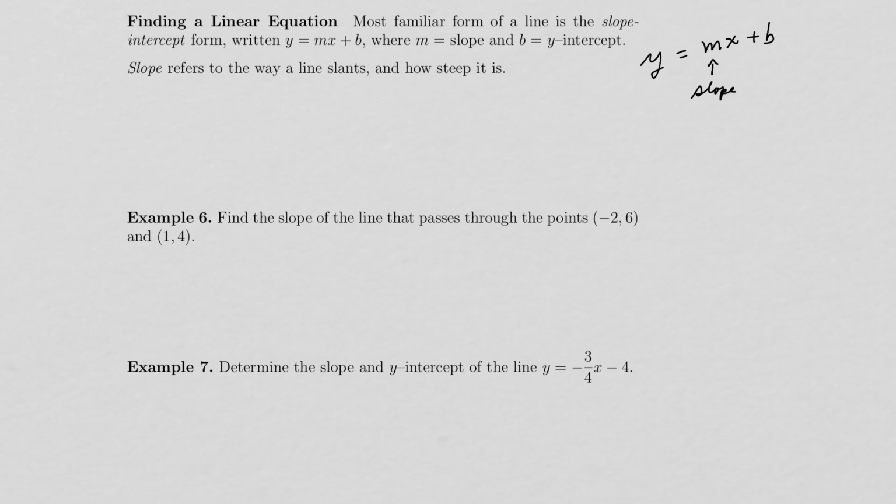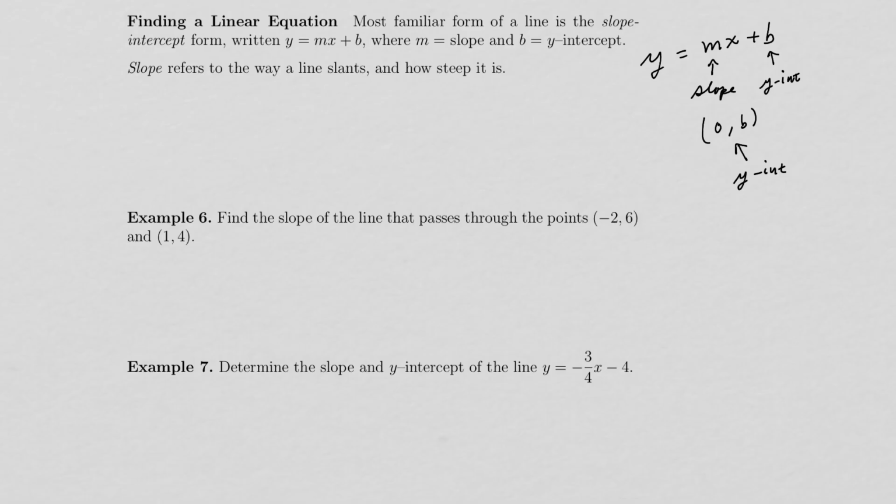You have to be a little careful. It's really the point 0, comma b, right? Because it's really an ordered pair. That is the y-intercept. But a lot of times, when I do this myself, we just say b is the y-intercept. But really the y-intercept is a point, right? 0, comma b.